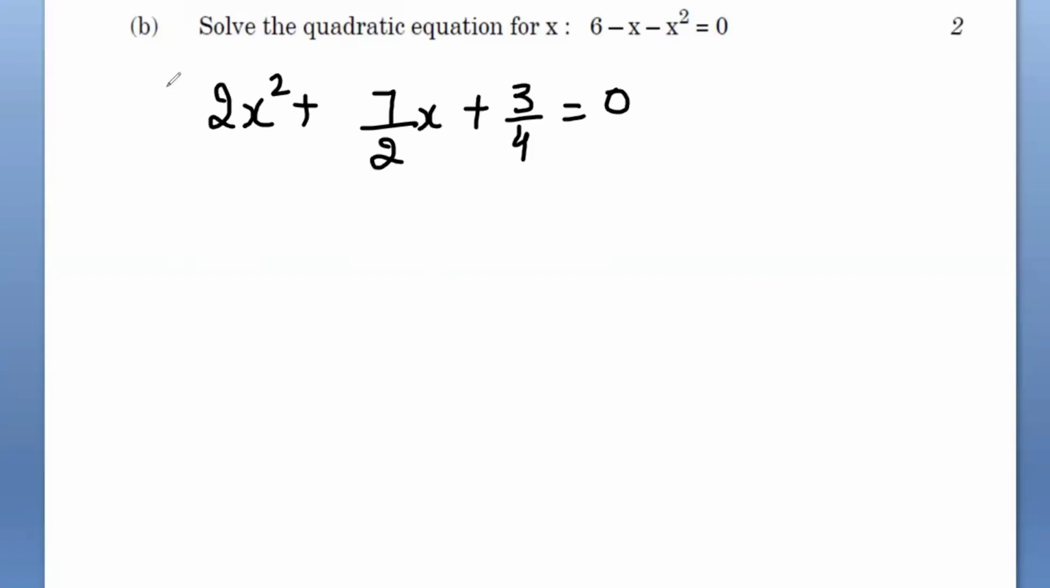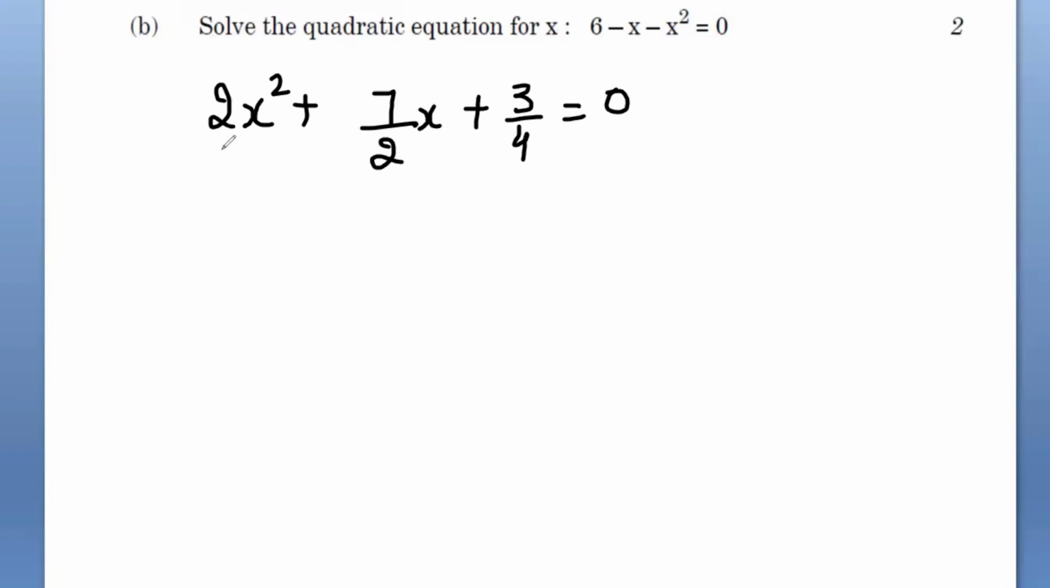Now, this is also a question where you need to find out the value of x. This question seems to be difficult, but it is not. You have to simply do a few steps before you solve it using the quadratic formula. What are the steps? Just understand.